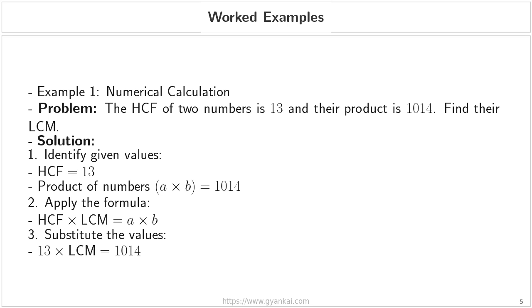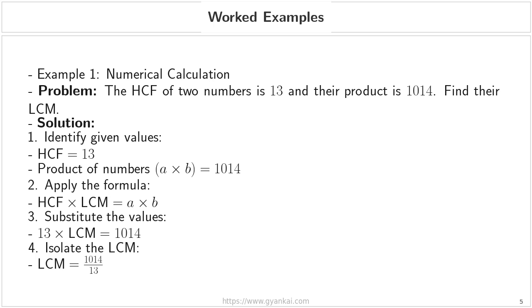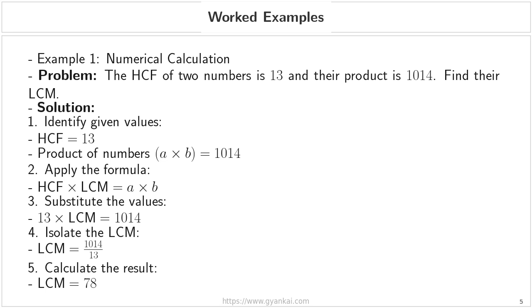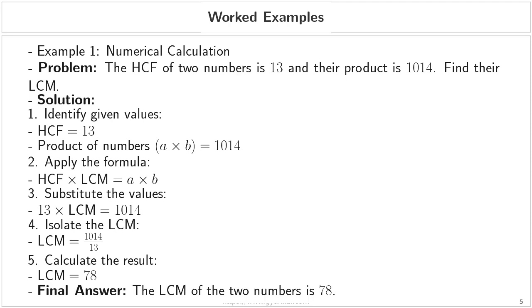This gives us 13 multiplied by the LCM equals 1014. Fourth, to find the missing value, we need to isolate the LCM. We do this by dividing both sides of the equation by 13. So, the LCM equals 1014 divided by 13. Finally, we perform the arithmetic. When we divide 1014 by 13, we get 78. So, our final answer is that the LCM of these two numbers is 78.